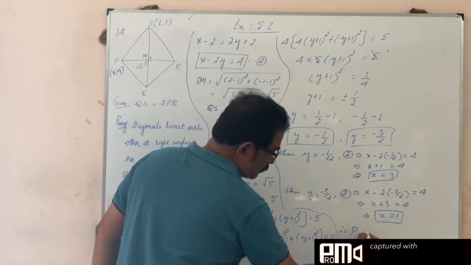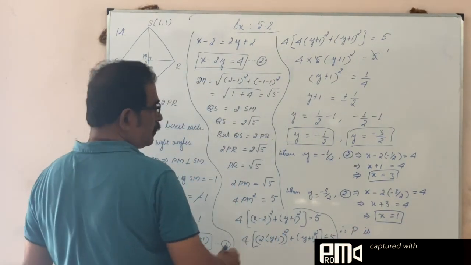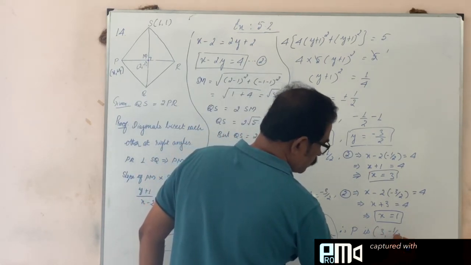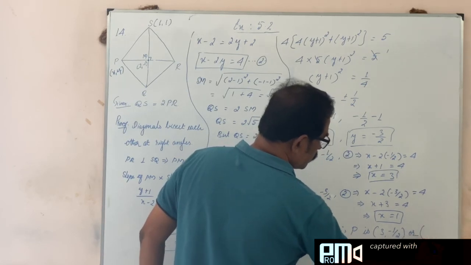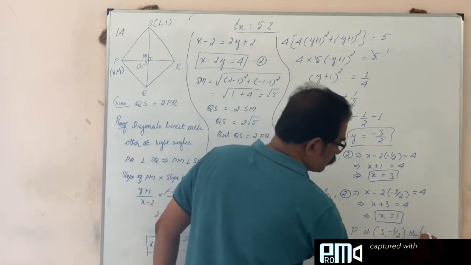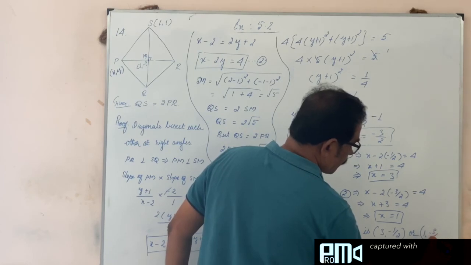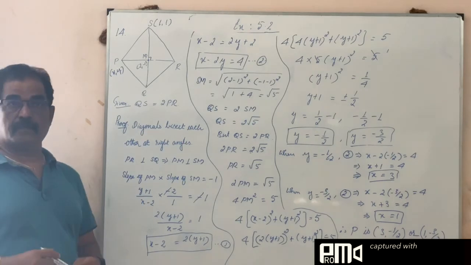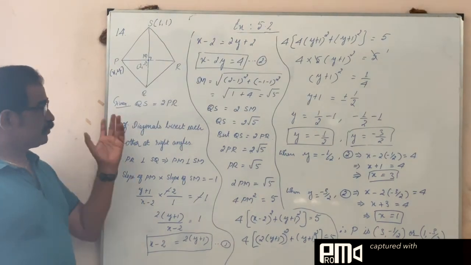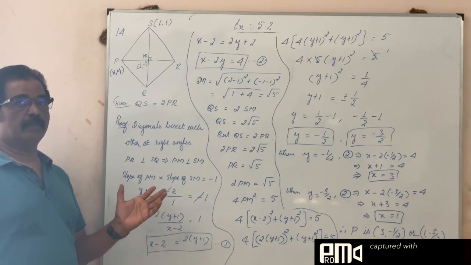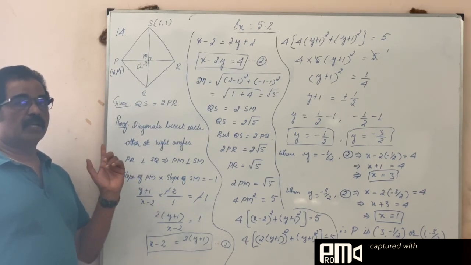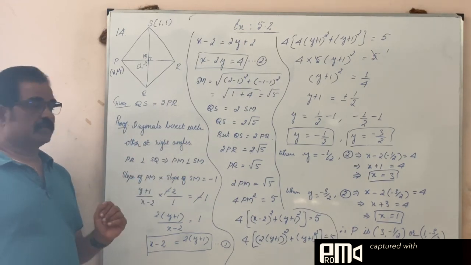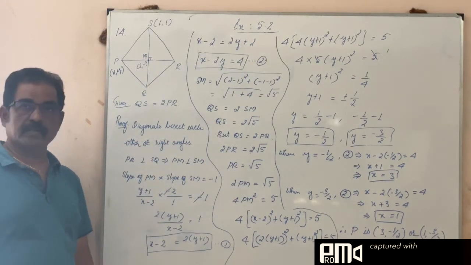Therefore P has two points: 3 comma minus 1 by 2, or 1 comma minus 3 by 2. Like this, okay. Very carefully you have to do. Some basic concepts are required about the rhombus. In a rhombus, diagonals bisect each other at right angles. Using that concept we are proving this. Okay. Thank you.